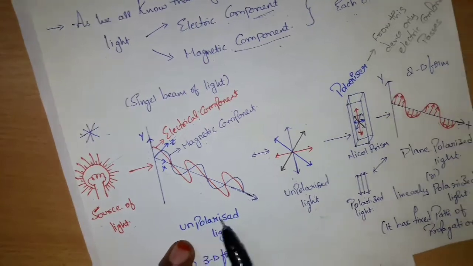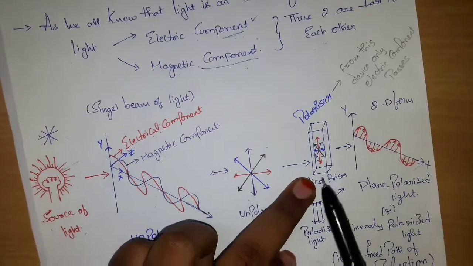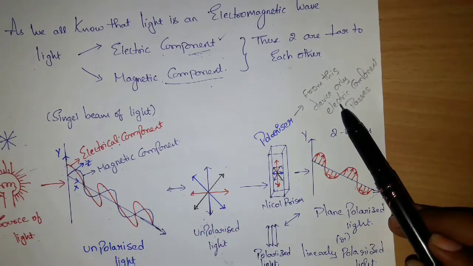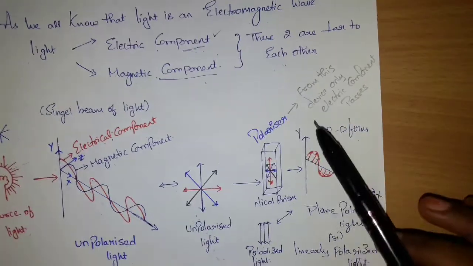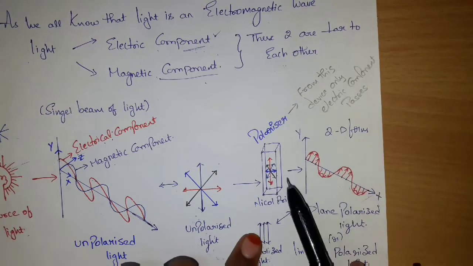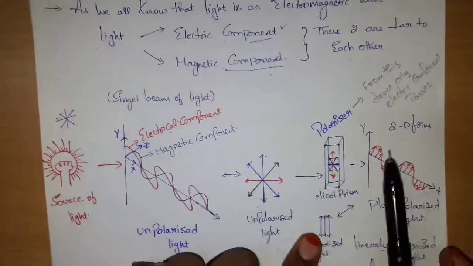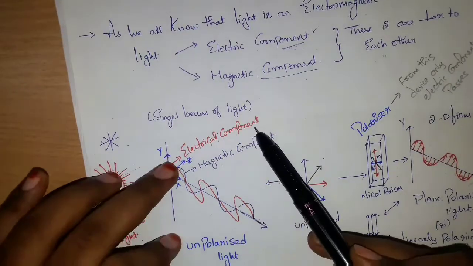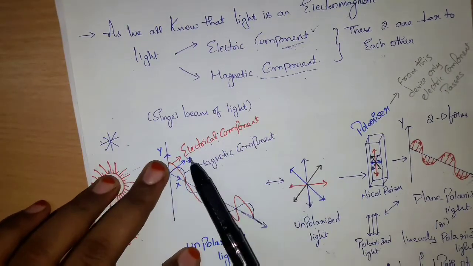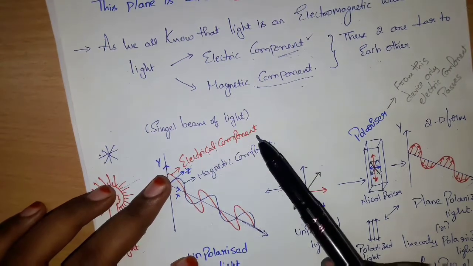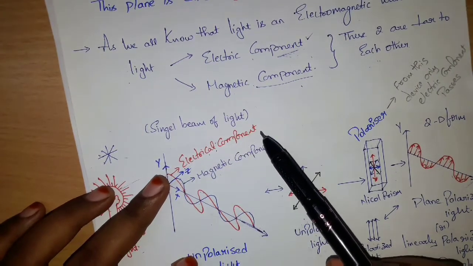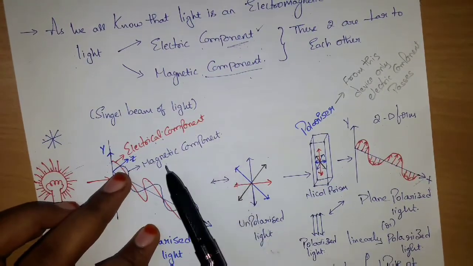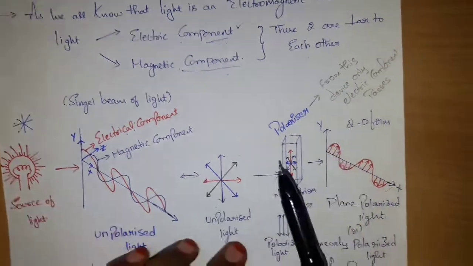So when unpolarized light is passed through a Nicol prism, what does this polarizer do? It allows only the electrical component to pass. In spectroscopic studies, we mostly deal with the electric component rather than the magnetic component. The electrical component is more beneficial for the study of spectral analysis. So we are considering only the electrical component and neglecting the magnetic component.